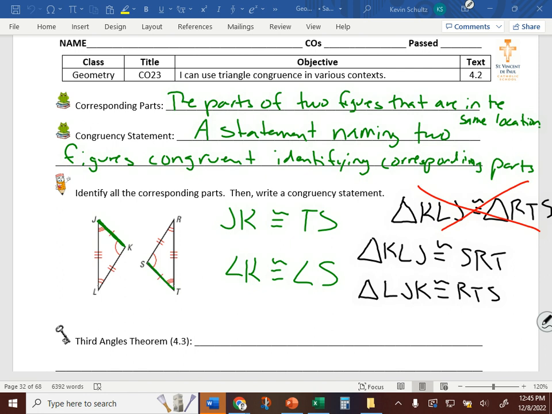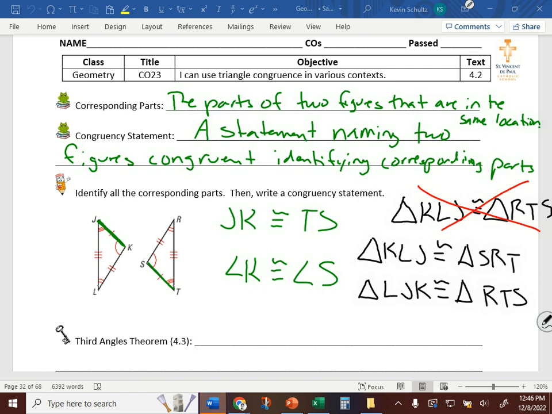Yes, thank you. Sorry, I should put a triangle here. This was triangle SRT, and this was triangle RTS. I got so excited writing down those congruency statements, I forgot, arguably, the most important part: the triangle. Questions on that?